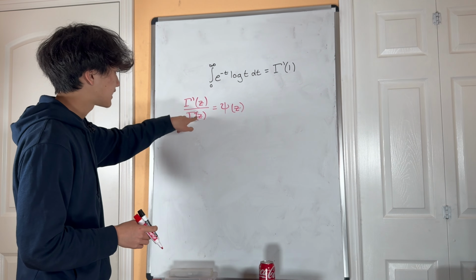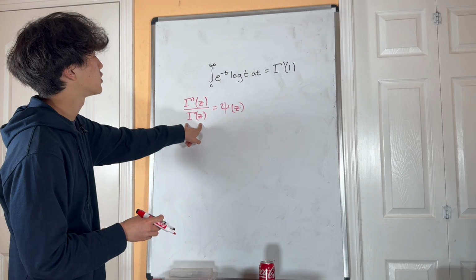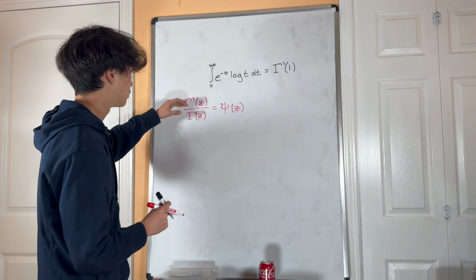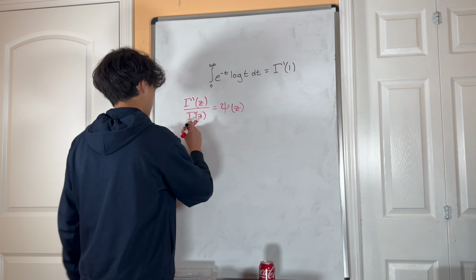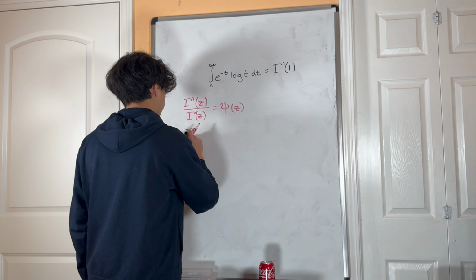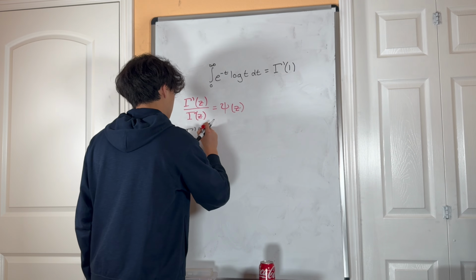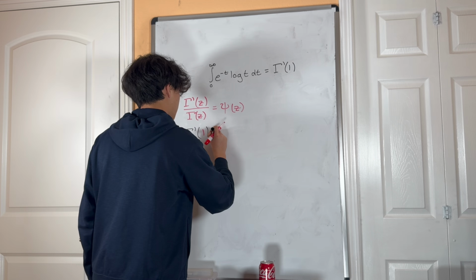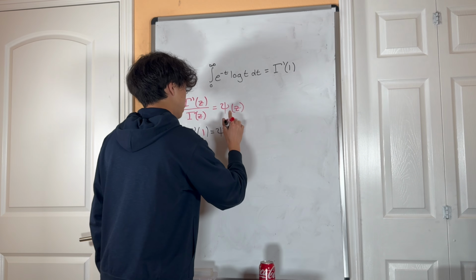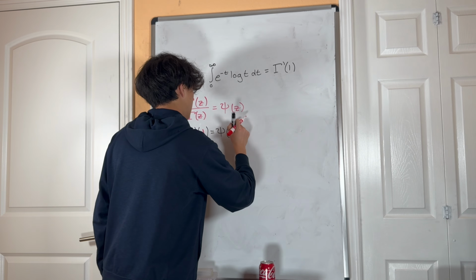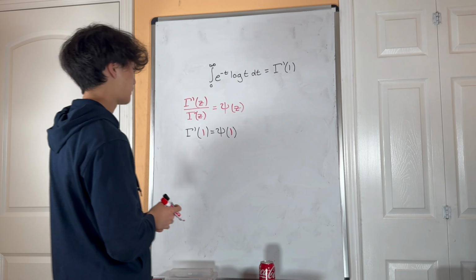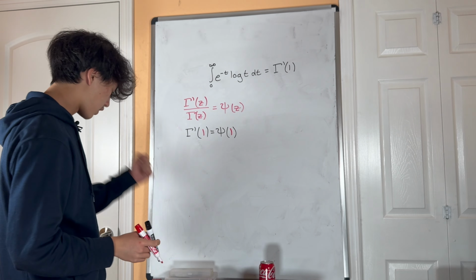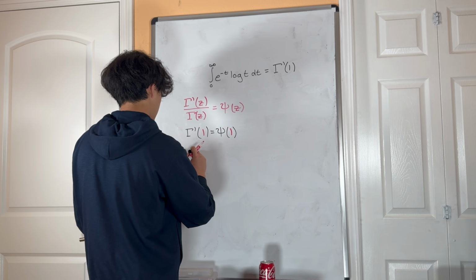And when we do that, gamma of 1 is pretty trivially going to go to 1. So if this bottom goes to 1, then we're just left with gamma prime of 1 on top. Well, we're just left with digamma of 1 on the right-hand side. And, well, what is digamma of 1? Let's go ahead and recall its sum definition.